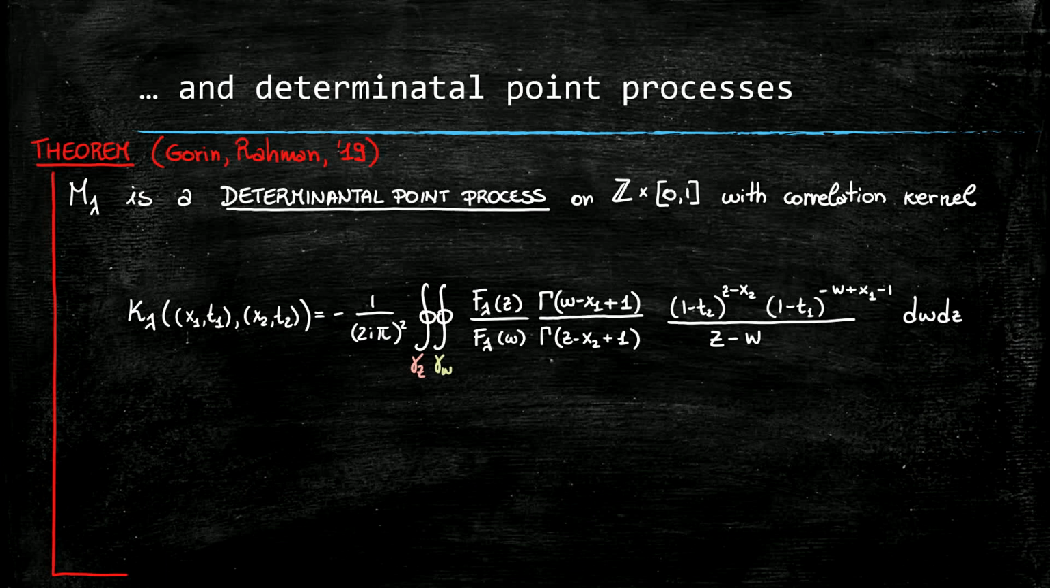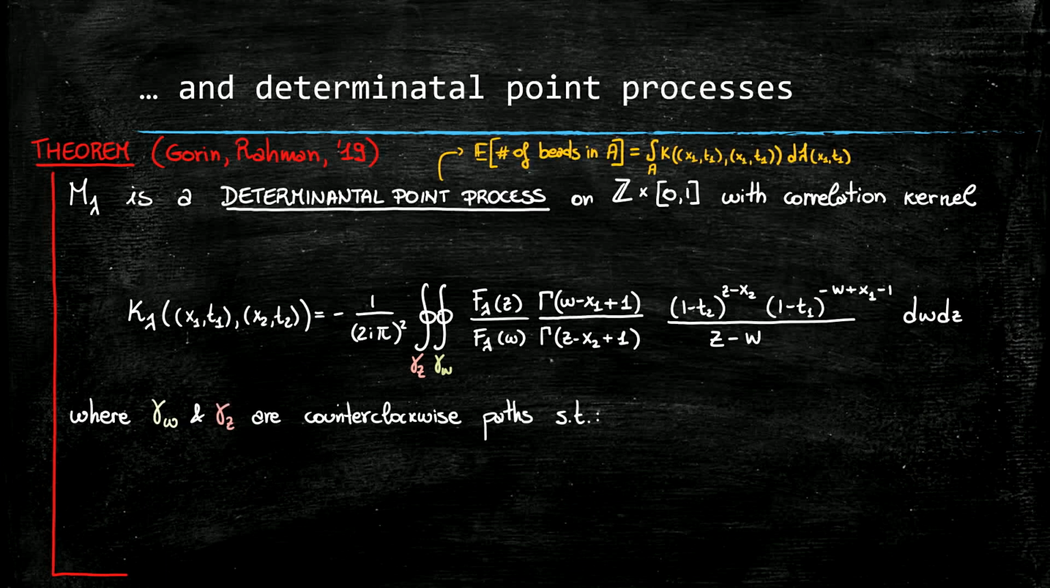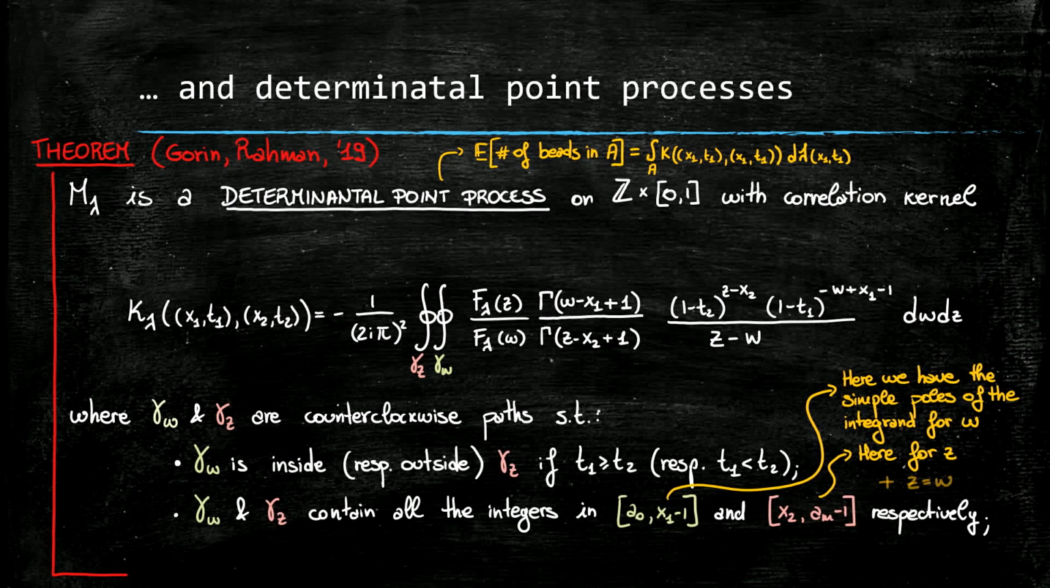So it's a determinantal point process with a very explicit kernel, which rewrites as the double integral over 2 contours of some explicit function. Not the nicest function ever, but it's explicit. And these contours have a certain number of properties. One is inside the other, depending where T1 is. And then you have to contain certain specific intervals for the 2 contours.